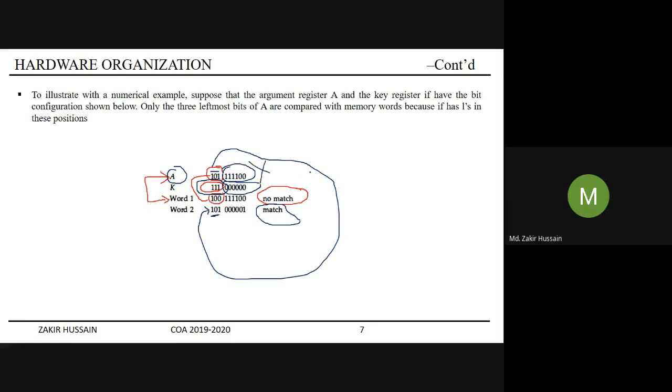According to this algorithm, if the first 3 bits, the MSB set bits, are matched, then it considers that a match happened. If the first 3 bits do not match, then it considers that no match happened. This algorithm. Is that clear, everyone?